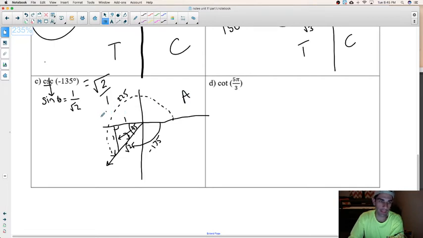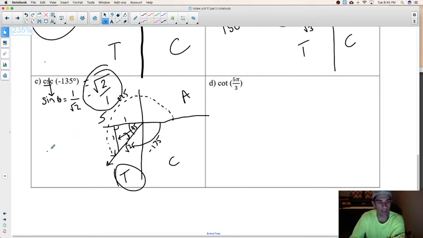Now, is that positive or negative? Since it's the sine, where am I? I'm in the third quadrant here. The third quadrant belongs to tangent. Since I'm not the tangent, I'm the sine, cosecant, so the final answer is going to be negative radical 2.